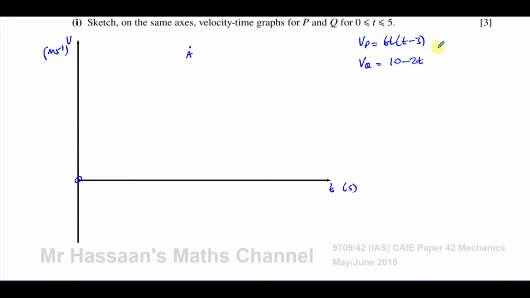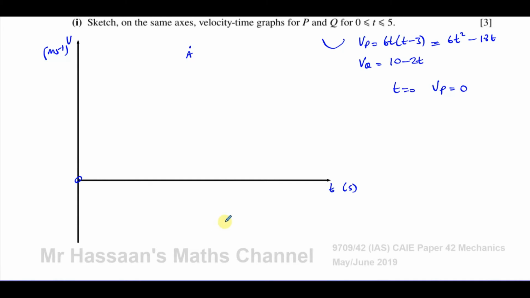Let's look at P first. P is a quadratic, because if we expand this we get 6t squared minus 18t. It has a minimum and opens upwards, because the coefficient of t squared is positive. We have to draw it between 0 and 5 seconds. When time is 0, the velocity of P is 0, because we have 0 times something. So it goes through the origin.